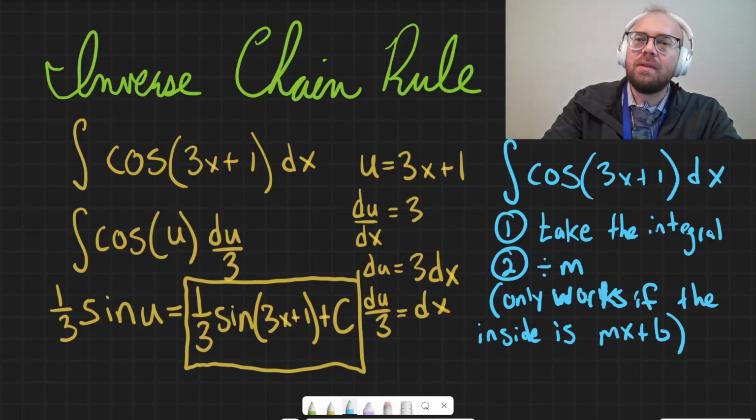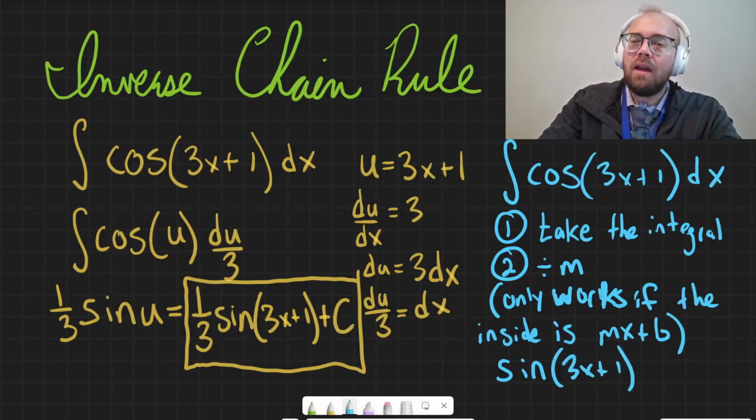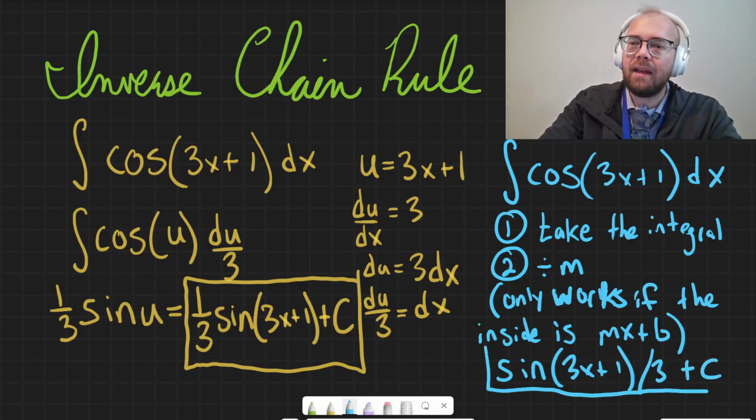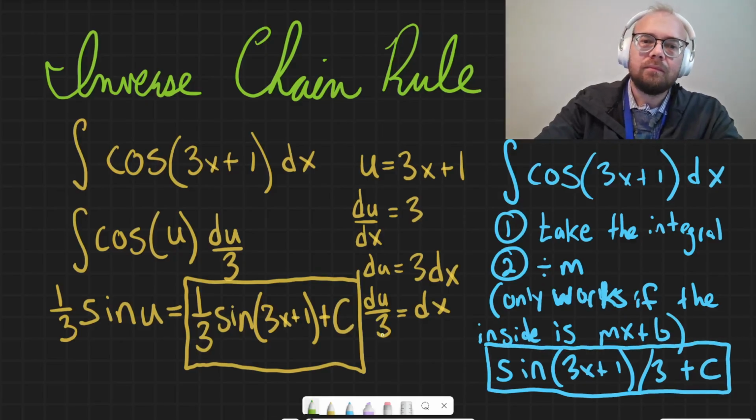So all I'm going to do is take the integral. I just take the integral, sine, and then I divide by the slope. So I would divide by 3, and then, of course, plus c. And look at that, I get the same answer with way less work.